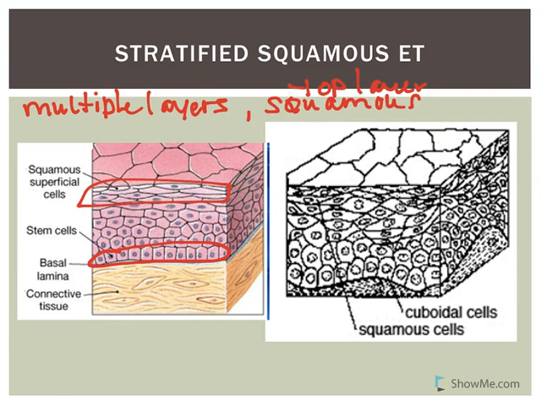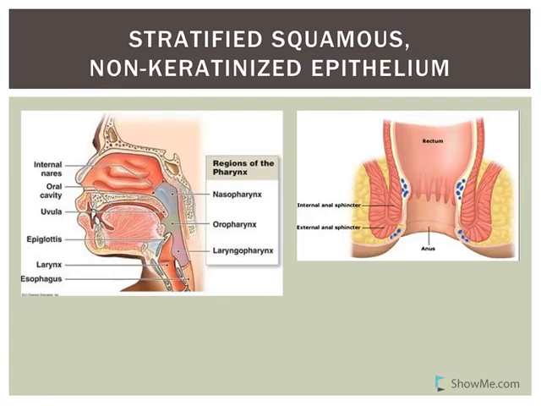Now, the stratified squamous epithelium, or the stratified type of epithelium, is very good for protection. There are multiple layers, especially with stratified squamous. But we have two different types: a keratinized and a non-keratinized type. The first one I want to mention is stratified squamous non-keratinized epithelium. This type of epithelium is going to be found in parts of the digestive tract, but not the small intestine or large intestine. It's where the food first comes in.